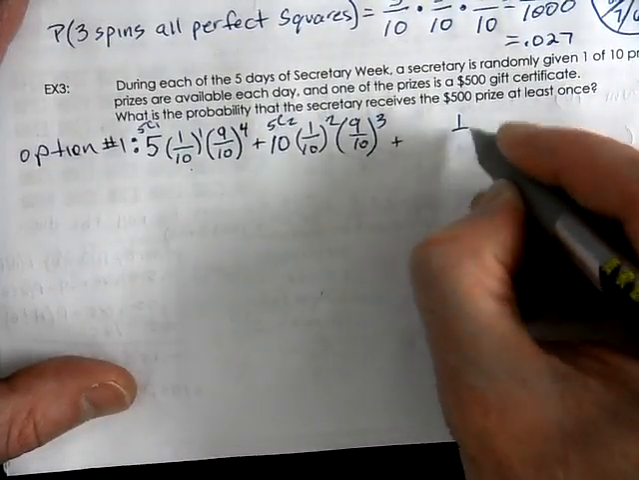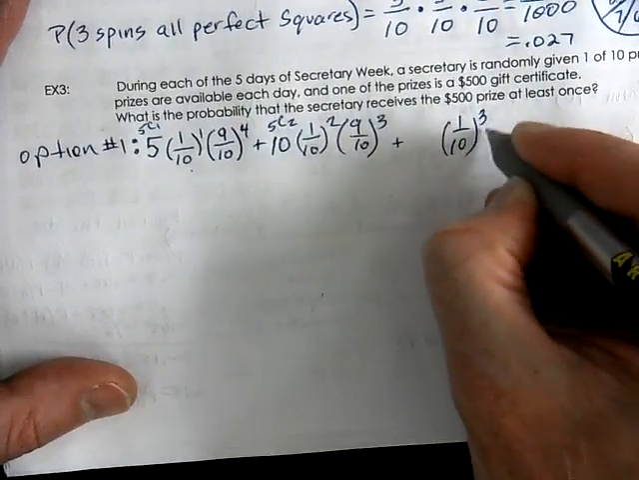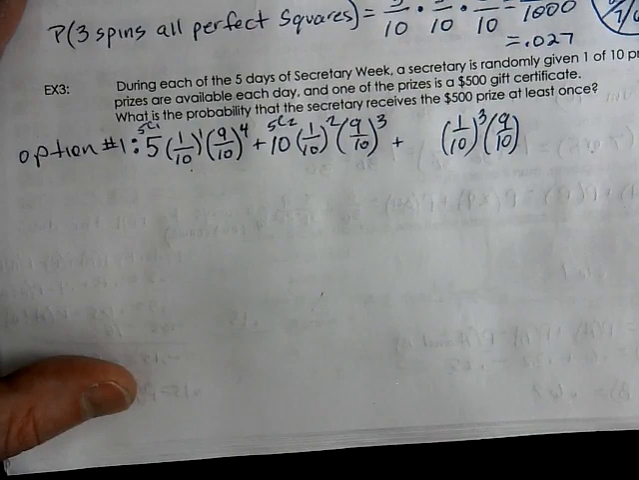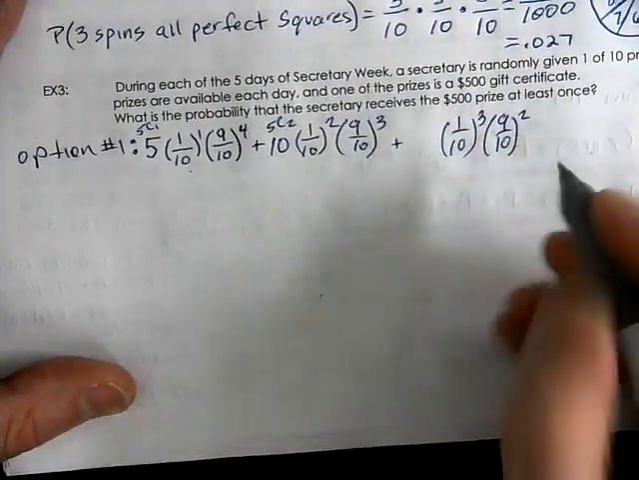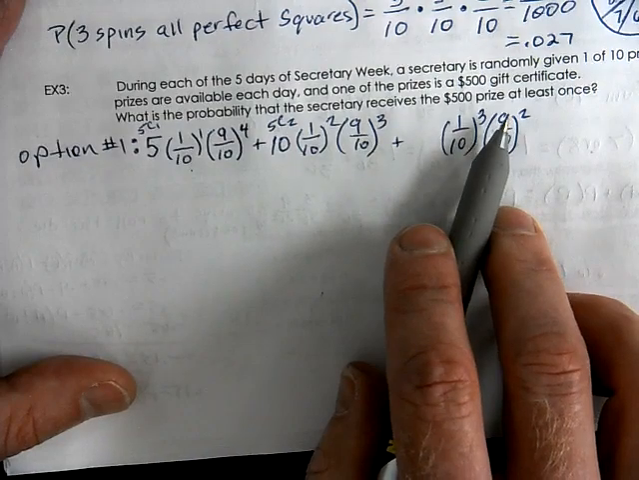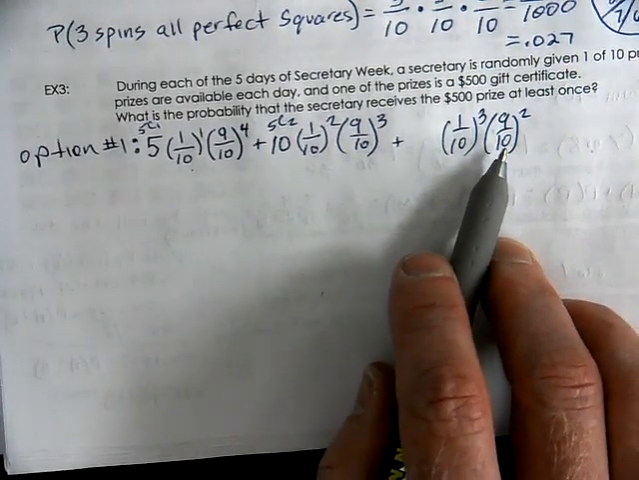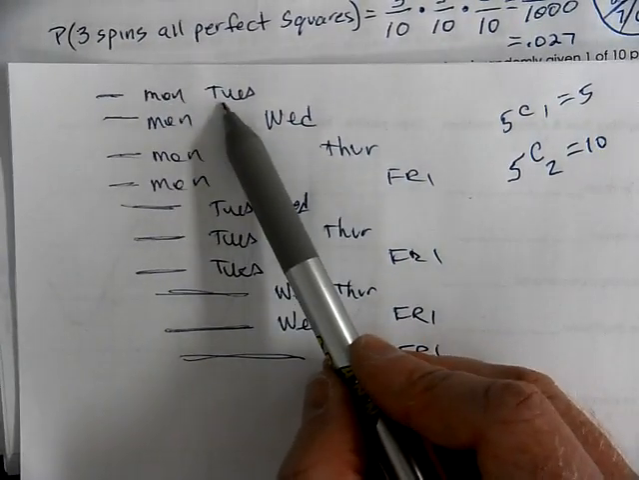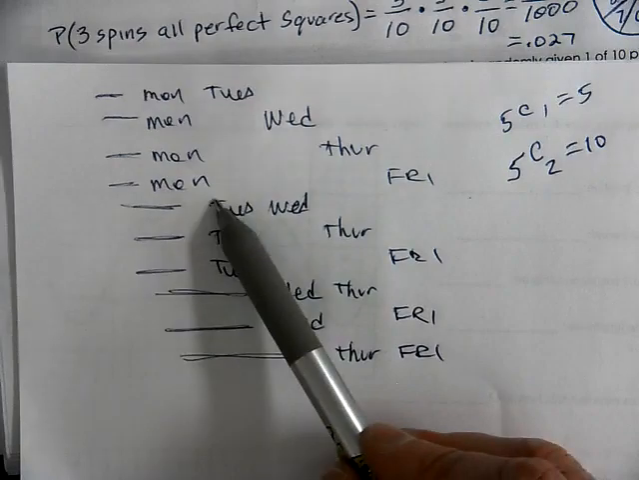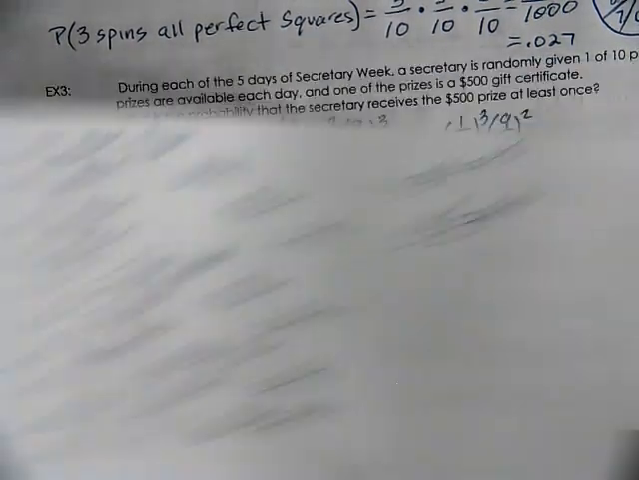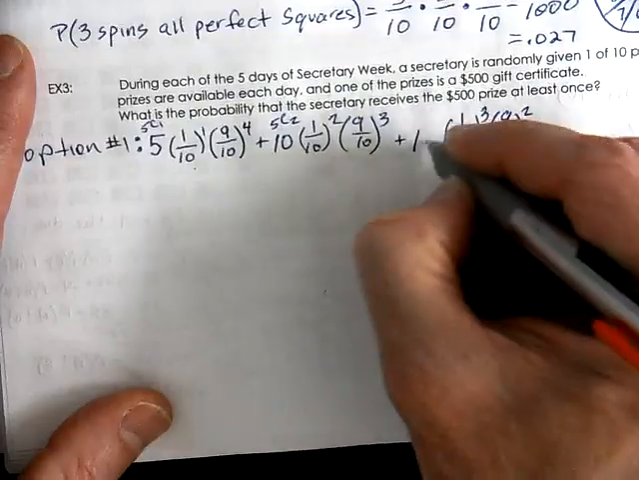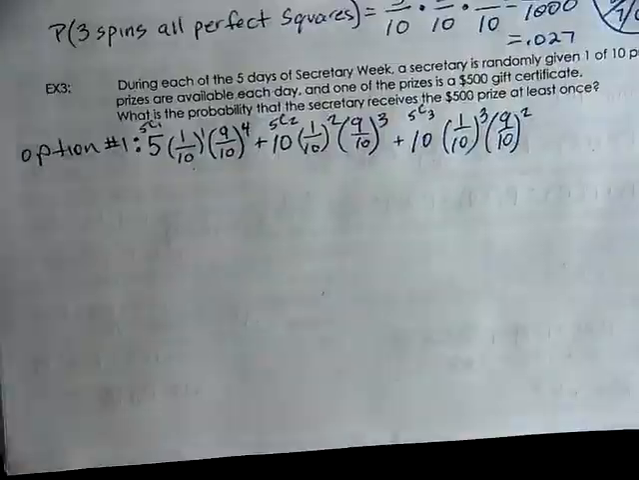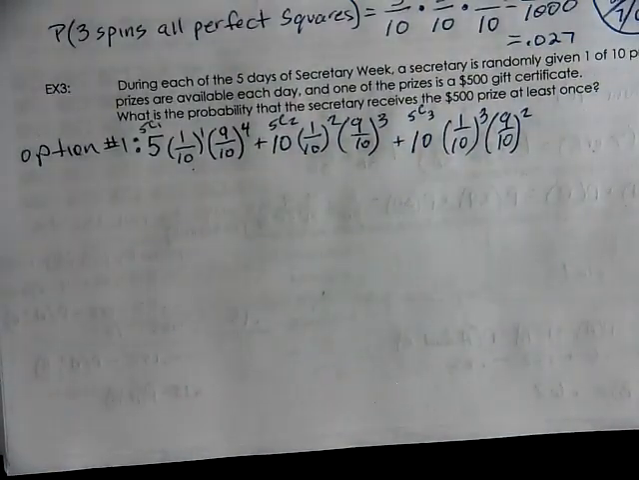Okay? So now we're going to consider winning the prize 3 times. And not winning the prize how many times? 2 times. If you won it 3 times and you don't win it 2 times, that's actually just like this. You didn't win it on Monday, Tuesday, Monday, Wednesday, Monday, Thursday, Monday, Friday. You didn't win it 10 times, which is the same as 5C3. You can try that in your calculator. 5C3 is the same thing as 5C2.